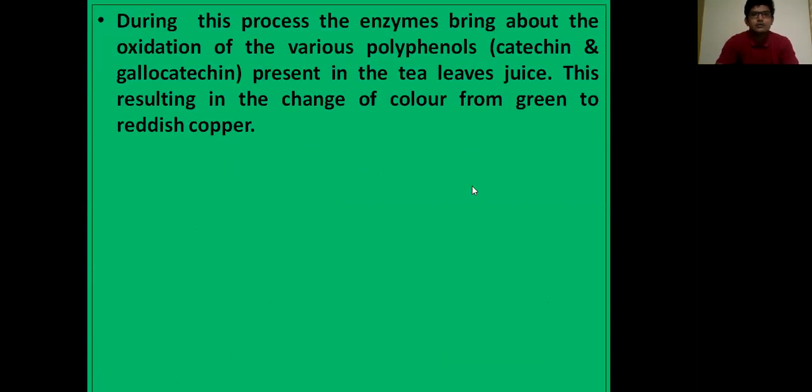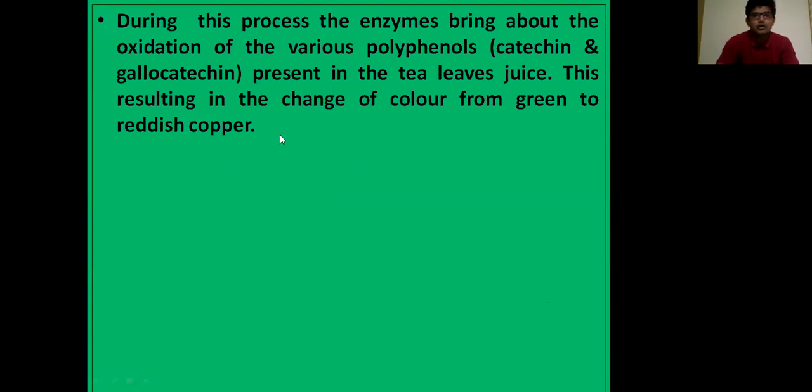Next, during this process, enzymes bring about the oxidation of the various polyphenols, catechin and gallocatechin, present in the leaf juice. This results in a change in color from green to reddish copper. So we know the original color of the Camellia sinensis tree leaf is green. Due to the fermentation process, the polyphenols undergo oxidation, and because of this, the change in color is observed from green to reddish copper.